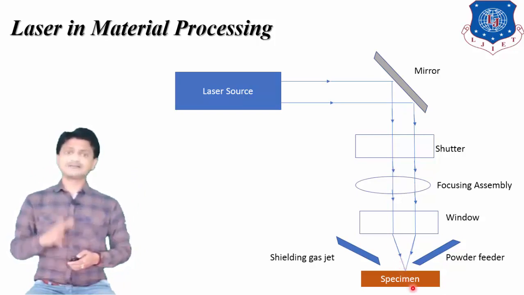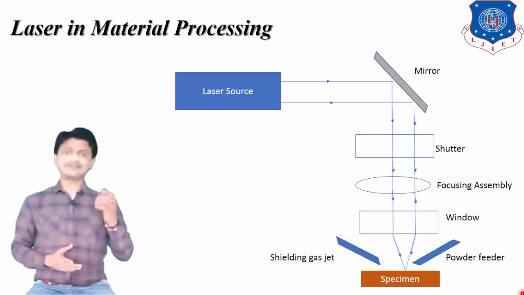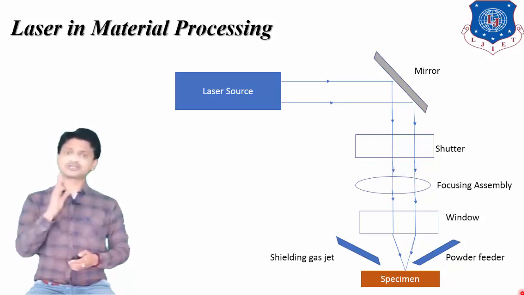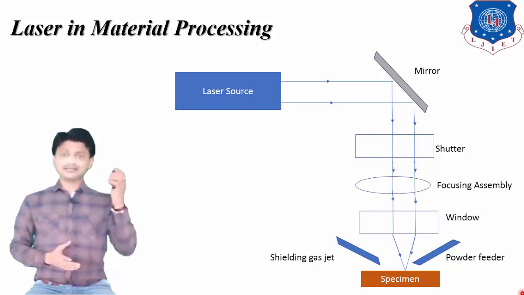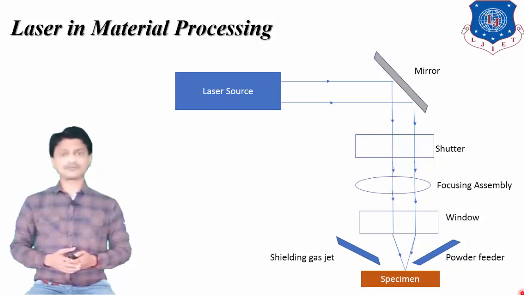But when the specimen gets exposed to the laser beam, it gets heated, giving rise to smoke and flames. It also gets melted. By blowing the gas from the shielding gas jet, smoke, fumes and the molten material are removed. And as the laser beam is continuously falling on the specimen, the material can be drilled, cut or welded.